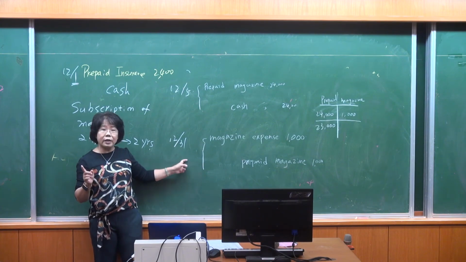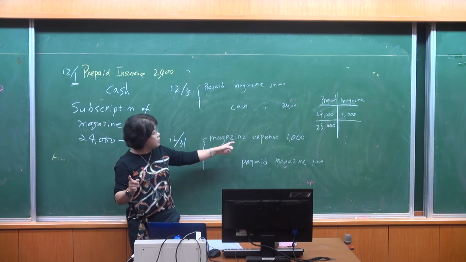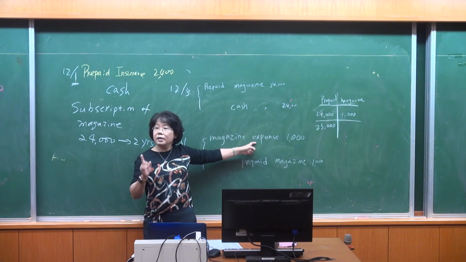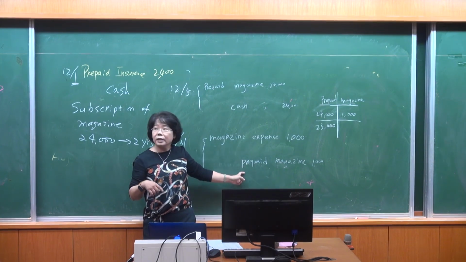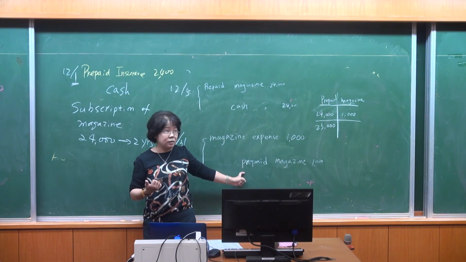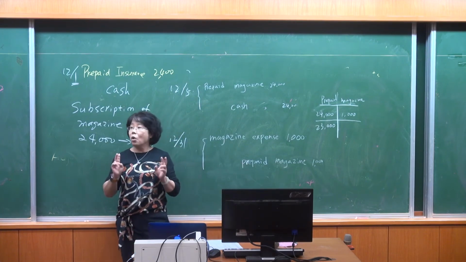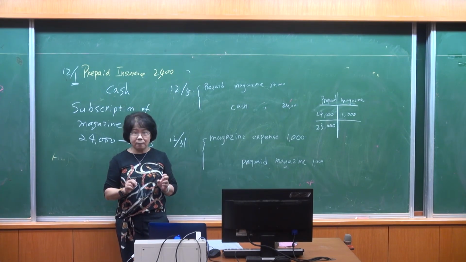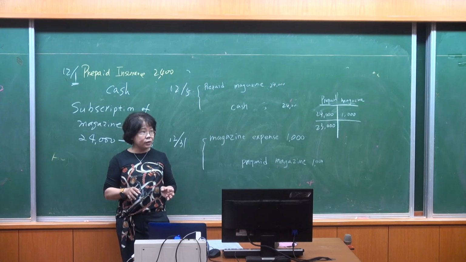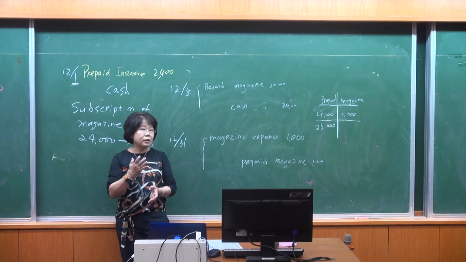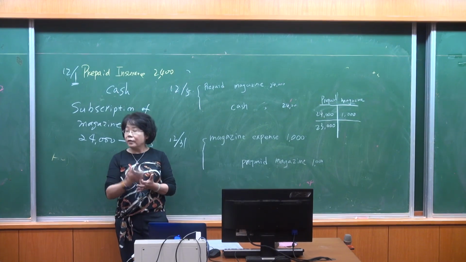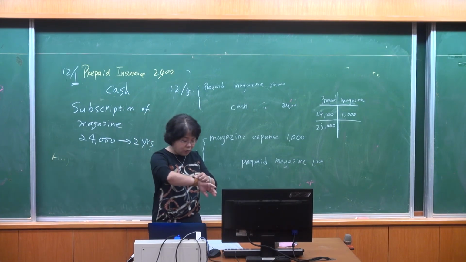Once again, I want to remind you: this is an adjusting entry, and the magazine expense is an income statement account, while prepaid is a balance sheet account. Always, no exception: every adjusting entry involves one income statement account and one balance sheet account. All right, I think that will be all for today.